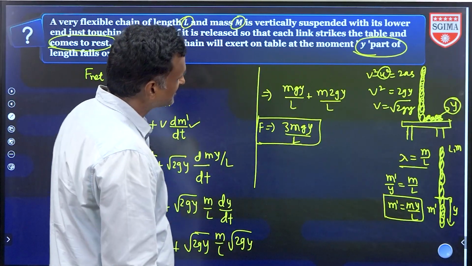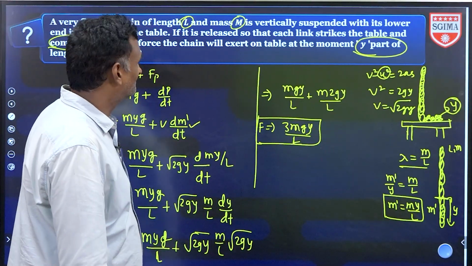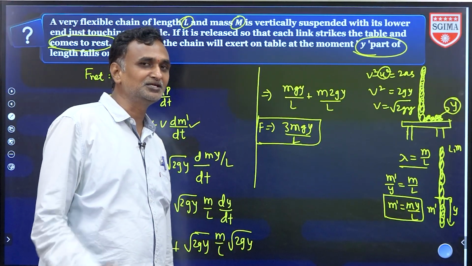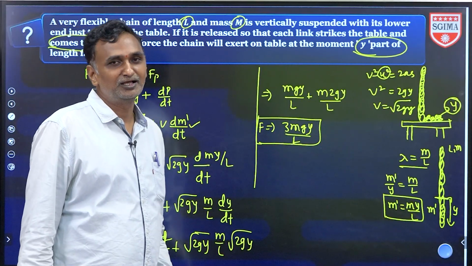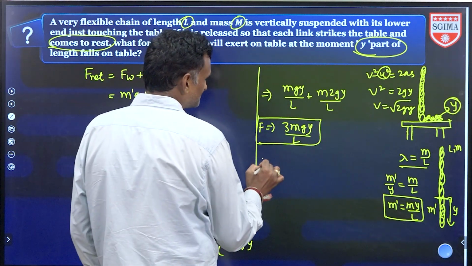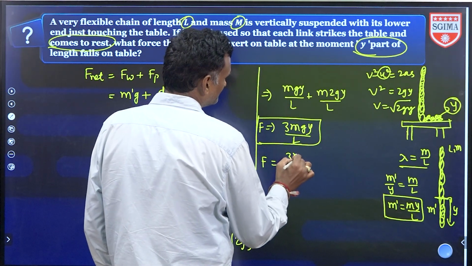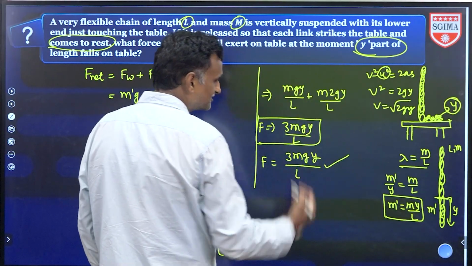This is the amount of force which can be experienced by the table. Here two forces are there: one is due to change in momentum, another is due to the weight. So the final answer: F equals 3 m g y by L. This is the answer.